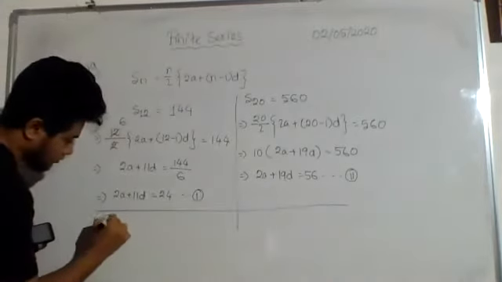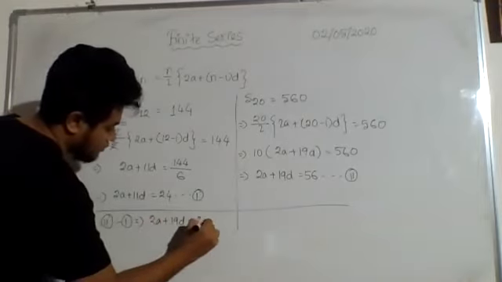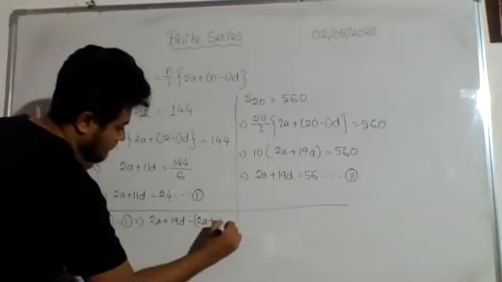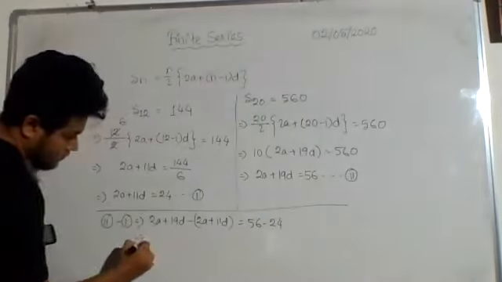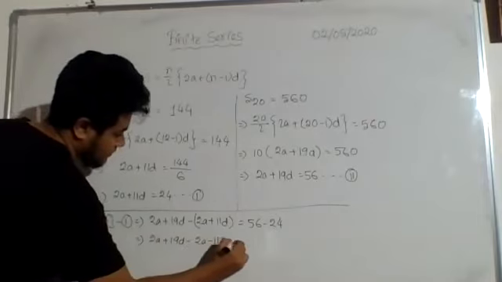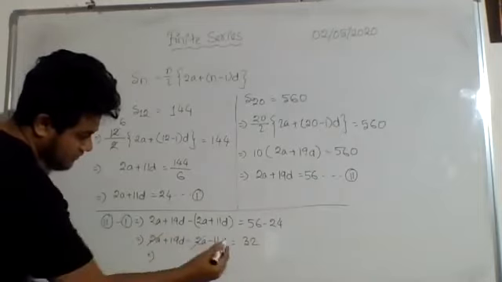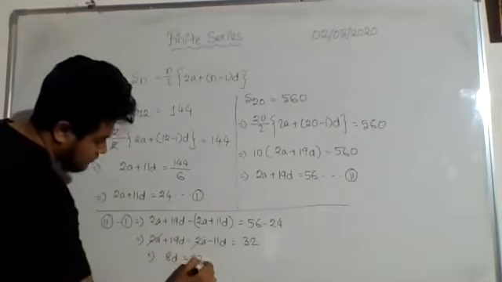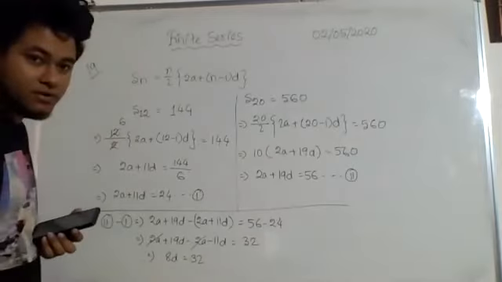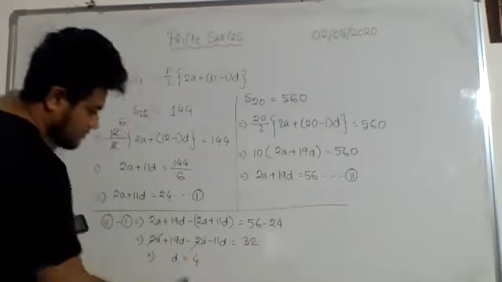Let me show you number 2 minus number 1. If I do this, then (2a plus 19d) minus (2a plus 11d) will give me 56 minus 24. So 2a plus 19d minus 2a minus 11d is equal to 32. So 2a will get cancelled. 19d minus 11d will be 8d is equal to 32. So from here you can easily find the value of d, right? If 8 changes side, 32 by 8, that means 4. So d is equal to 4.